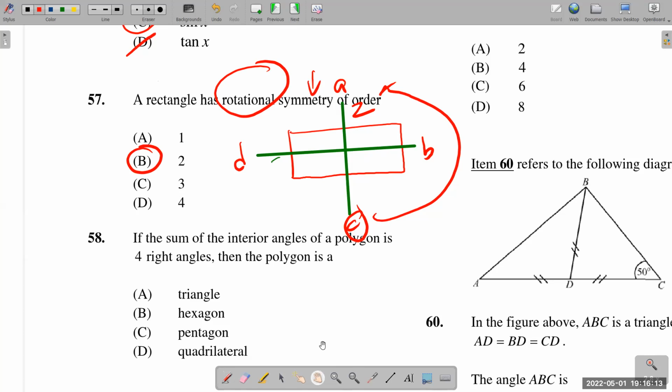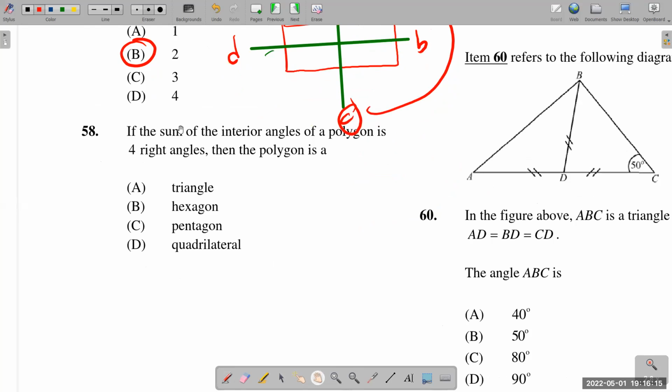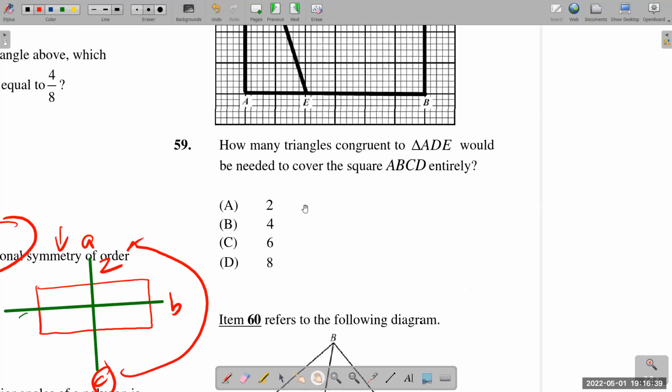Okay, let's go to 58. If the sum of the interior angles of a polygon, we did this question already too. If the interior angles of a polygon is 4 right angles, I mean 4 times 90 is 360, then the polygon is what? We did this one already. The answer is D. It must be a quadrilateral, right? 4 right angles, that's 4.